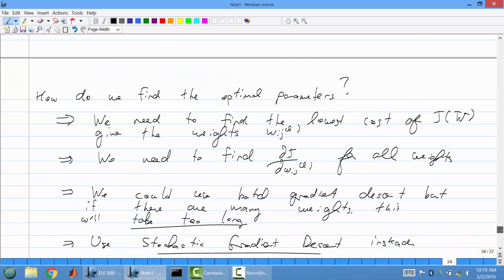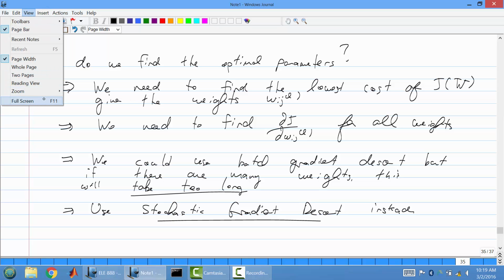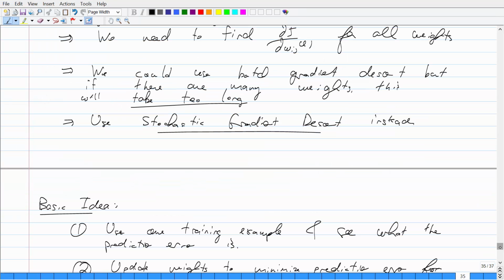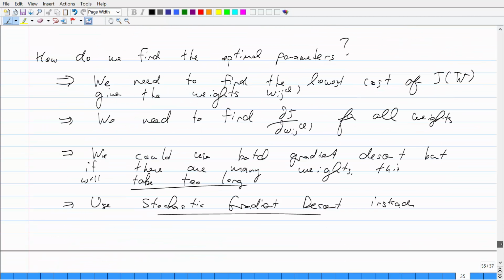So let's see here. We have to talk about how we can find the optimal parameters. We talked about neural networks and forward propagation and all that, but we have to go back to the problem of how we actually can find the optimal parameters. How do we find the optimal weights?